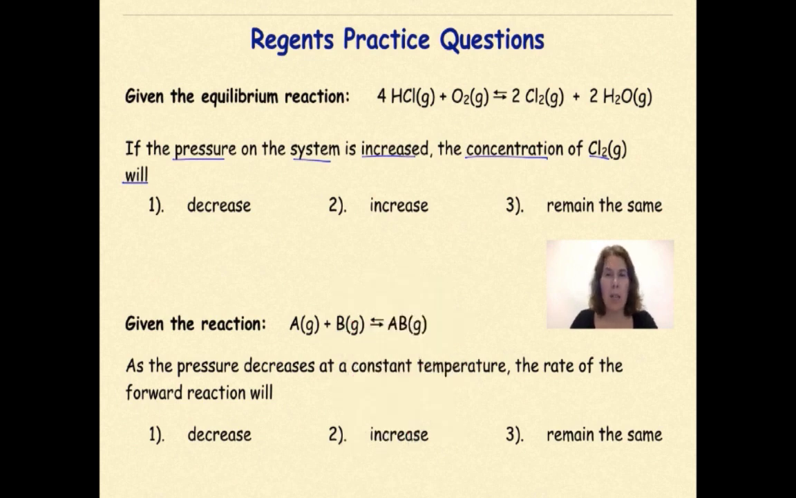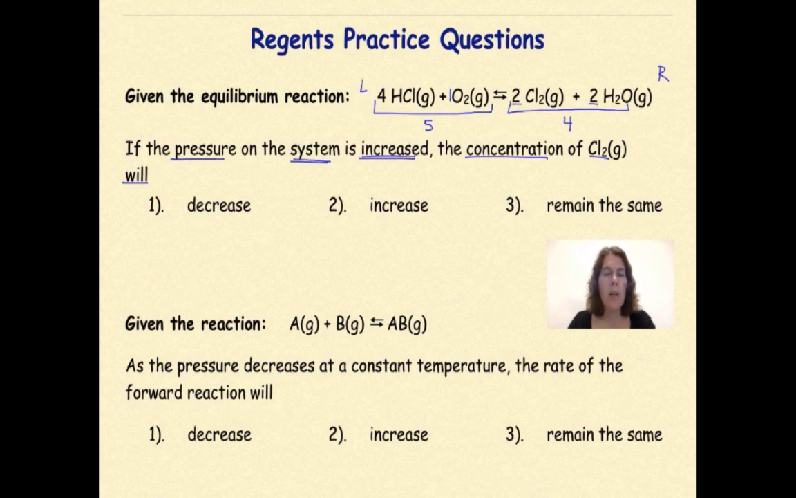Welcome back. Let's see how you did. So the first thing that I'm always going to do is say this is my left and this is my right. So if the pressure on the system is increased, okay, everything's in the gaseous state. So I know this is a pressure question. I'm going to add up the total amount of moles on my reactant side, which is 5, because there's an assumed 1 right there. And I'm going to add up the total number of moles on my product side, which is 4, because of the 2 here and the 2 here.